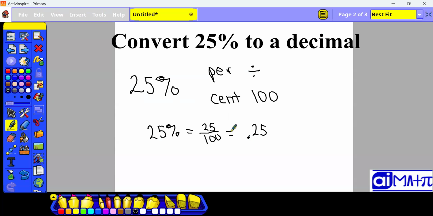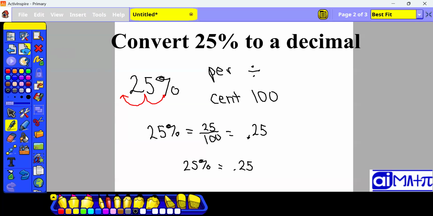So just as a general rule, what you can do is take the percent side, make it a decimal, and jump it 2 spaces back to the left to show that you have divided by 100. So 25% is equal to 0.25.